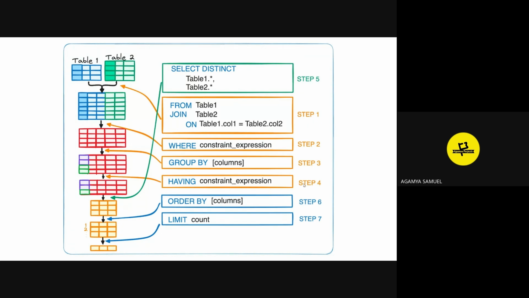Then after step four comes step five, select. Select will select whichever column names you have given. Then step six is order by. It will order the results in whichever order you have given, ascending or descending. Then in the last step it will apply the limit. So if you have given limit two, it will only display two results.